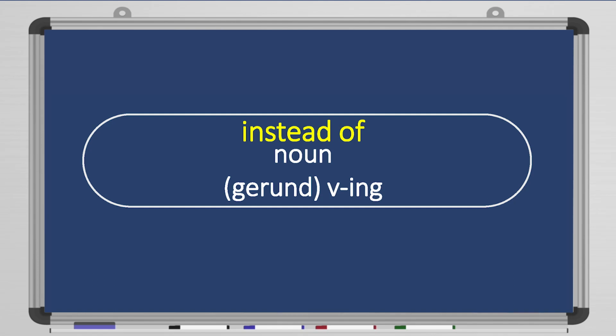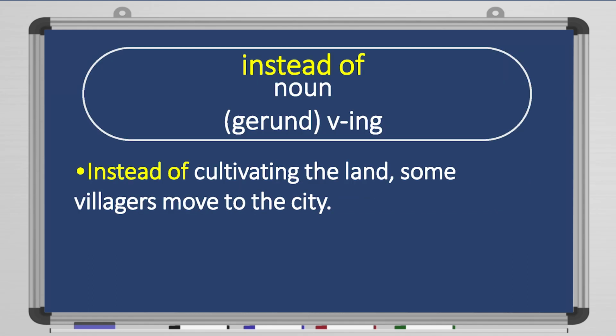Another one we have here is instead of, when you give an alternative or something else. Now, when you use instead of, remember, you have to follow it with what? You have to follow it with a verb in the gerund form. So instead of eating, you should diet. Instead of watching TV, read a book. The example we have here is, instead of cultivating the land, some villagers moved to the city. As you can see in the sentence here, instead of is always followed by a verb with the ing.